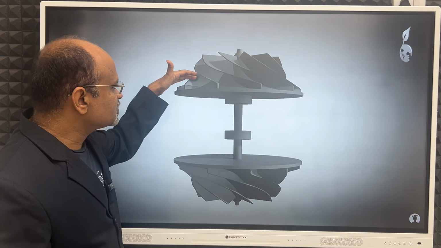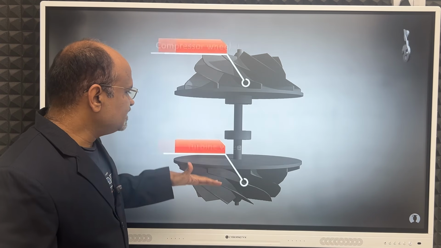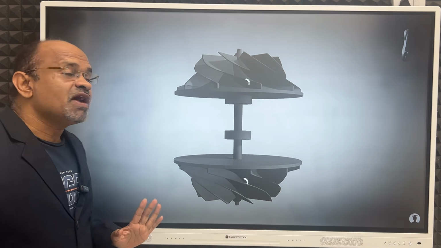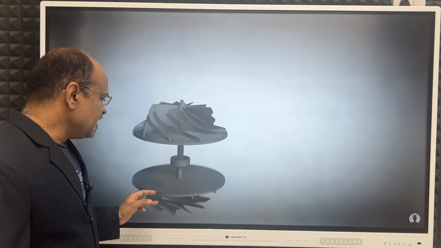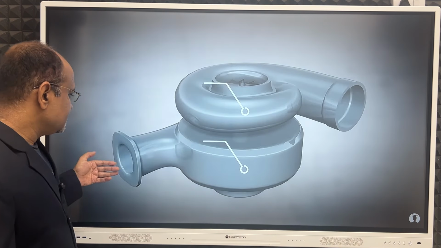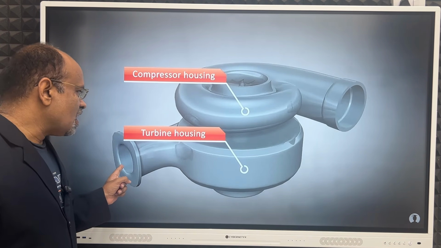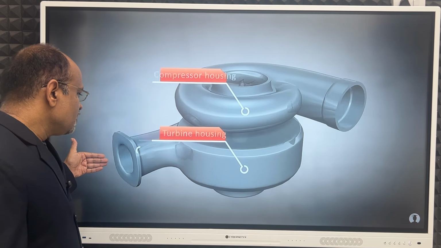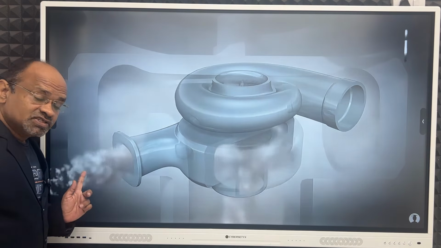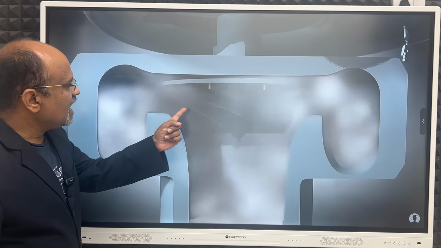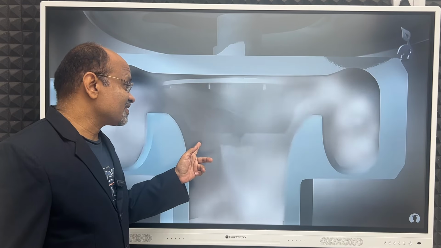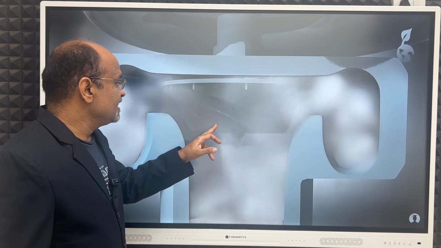Now let us see the construction. There are two impellers, 1 and 2. One is called the compressor wheel, another is called the turbine wheel. Okay. Now the turbine wheel, let us see. This below one is the turbine housing and this is the turbine wheel. From here the flue gases are entering. See, exhaust gases are entering and rotating this impeller or turbine.